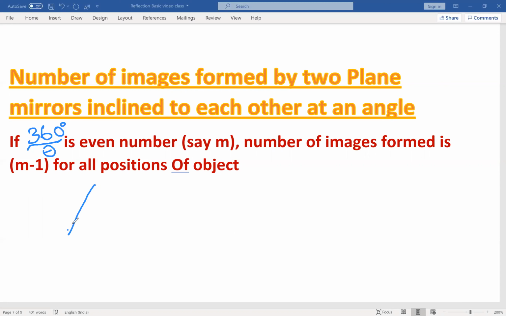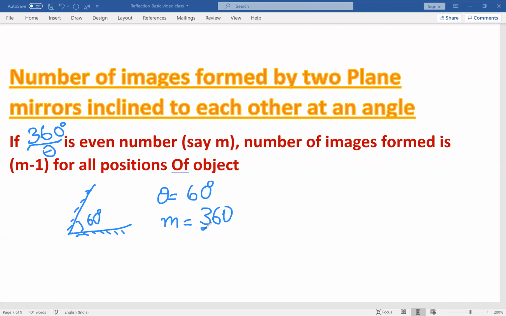plane mirror 1, and this is another plane mirror, and this is the angle of inclination, let us say 60 degrees. Here theta is equal to 60 degrees. Now just find the m value. m is nothing but 360 by theta.